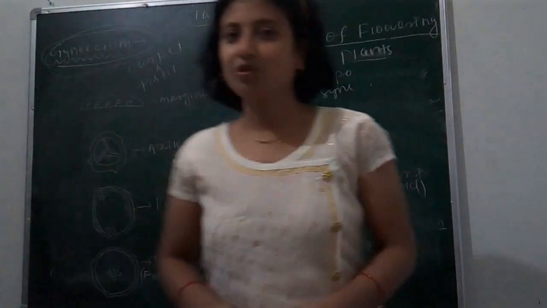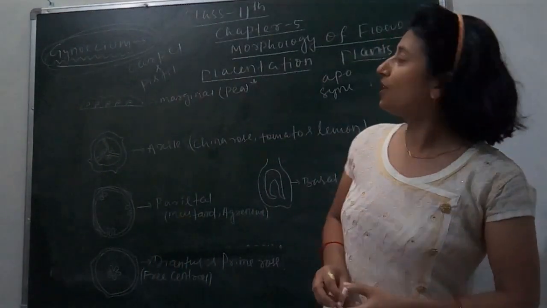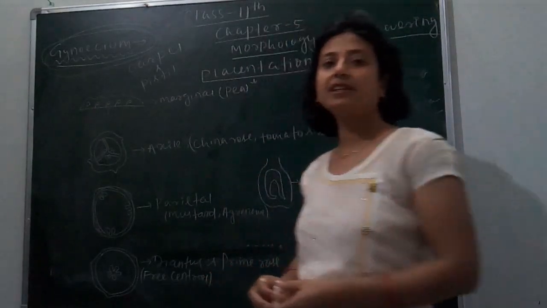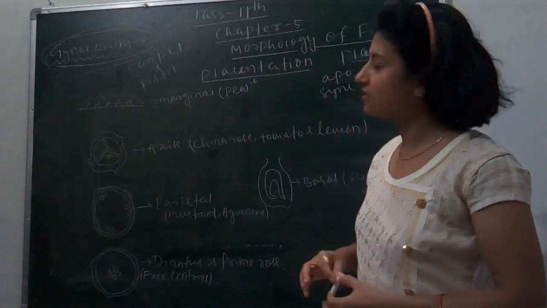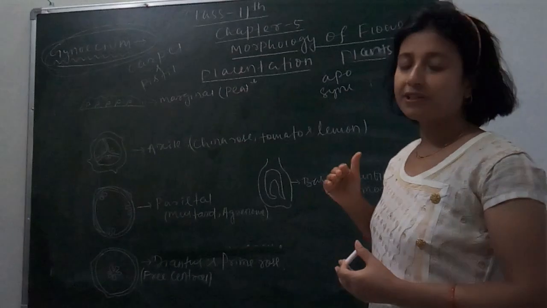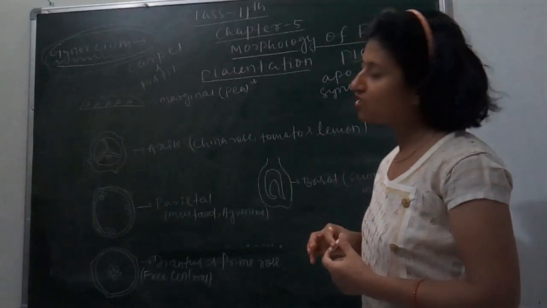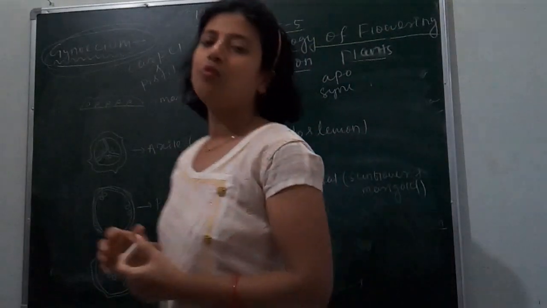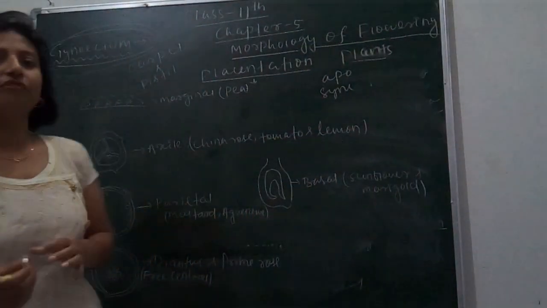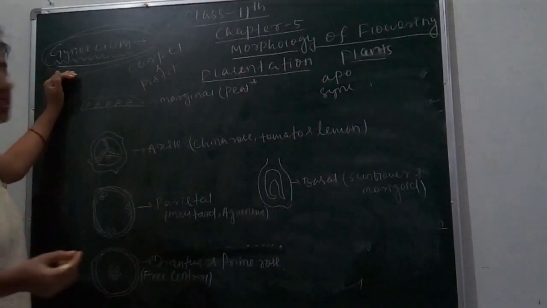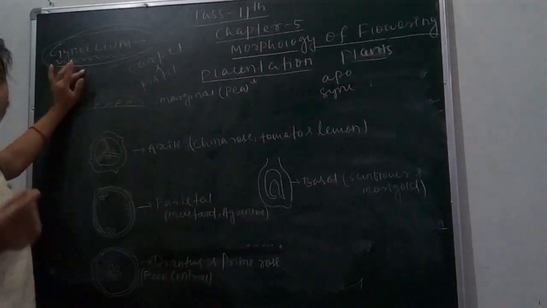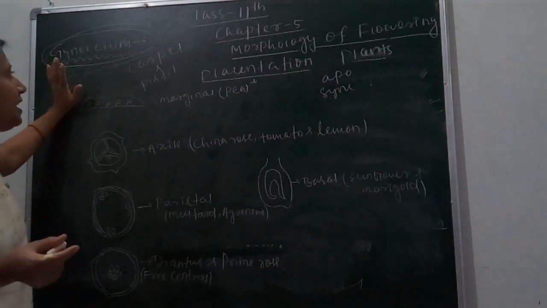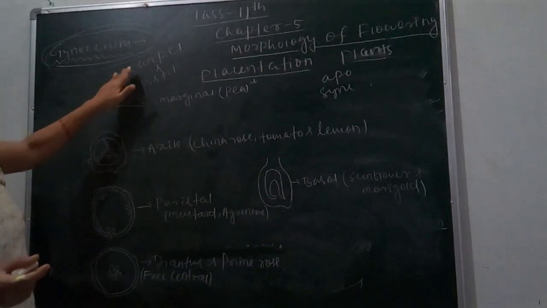Hello students, good morning. Let's continue chapter 5 of class 11, that is morphology of flowering plants, and we are studying about the different parts of a flower. I have told you that a flower contains 4 different types of whorls, out of which we already studied 3 whorls, and today we will study the 4th whorl, that is called gynoecium. Its other name is either carpel or pistil.